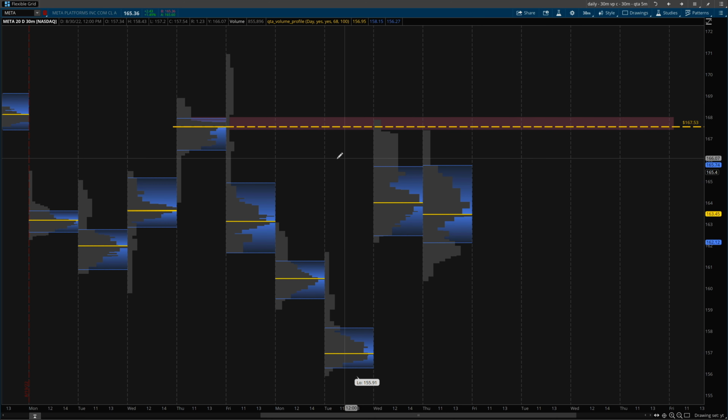Now, if you're curious as to why I drew the zone out like that, it's just because this is where the high volume nodes were from this day. Yes, you can draw it around the entire value area. So this is the value area high and this is the value area low, but I'm more interested in just where there's the high volume nodes right here. And it's intended to be a scalp.